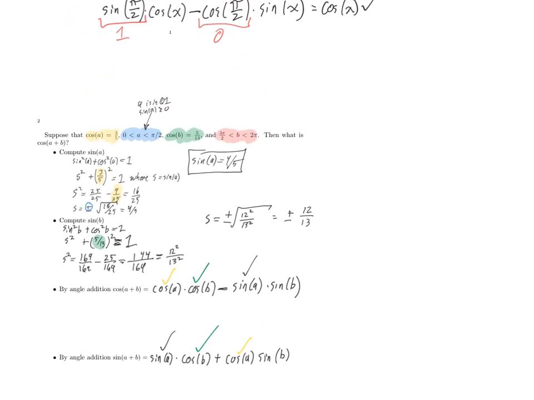Now, I know that 3 pi over 2 is less than b is less than 2 pi. What quadrant is that? That is quadrant 4, sine b is negative. So that means I know that it must be negative. So what have I computed? I've computed the sine of b is negative 12 over 13.